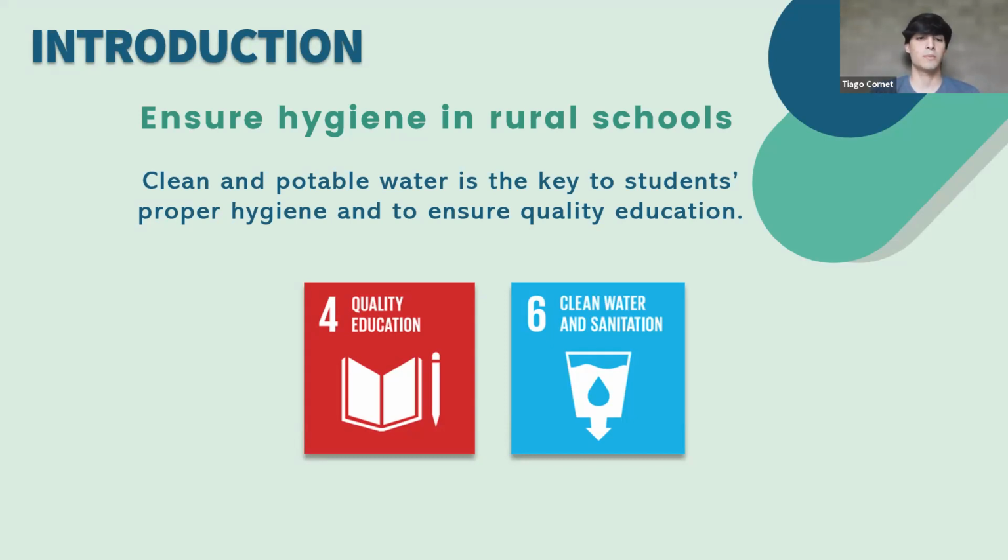Secondly, SDG number 6 aims to ensure the sustainable management of water, which is connected with the use of devices or technologies that can bring clean water to communities that need it.